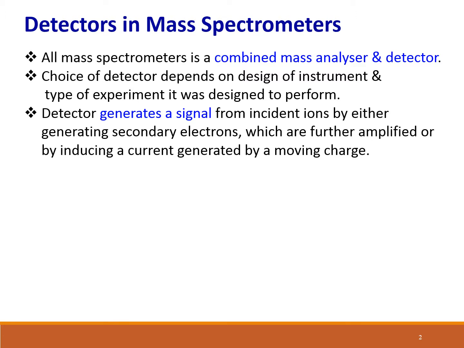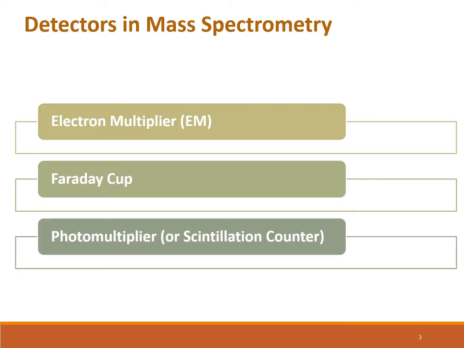All mass spectrometers have a combined mass analyzer and detector. The choice of detector depends on the design of the instrument and the type of experiment it was designed to perform. A detector generates a signal from incident ions either by generating secondary electrons, which are further amplified, or by inducing a current generated by a moving charge.